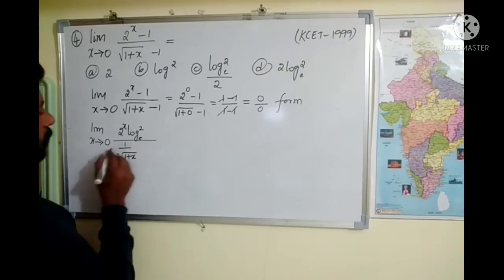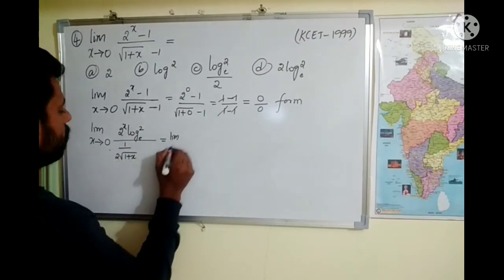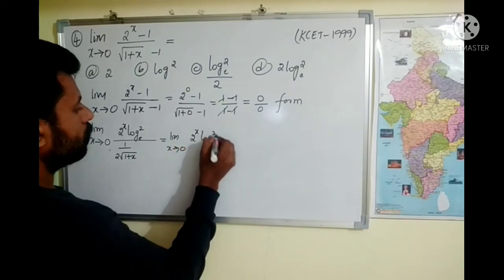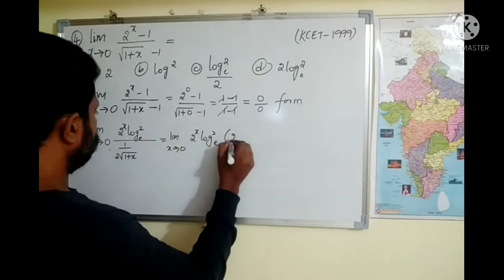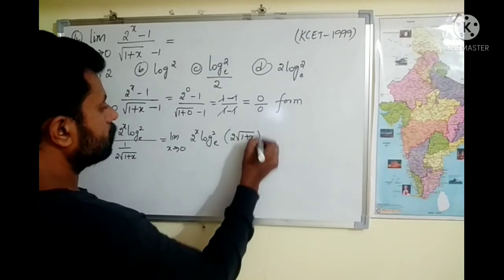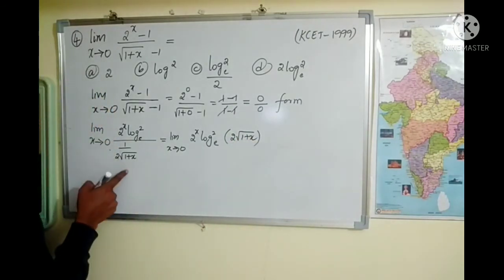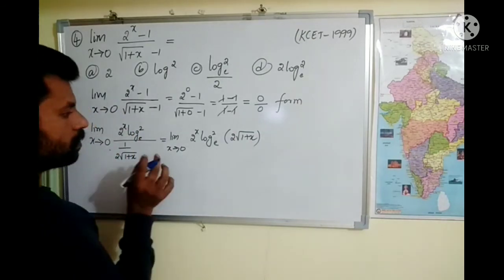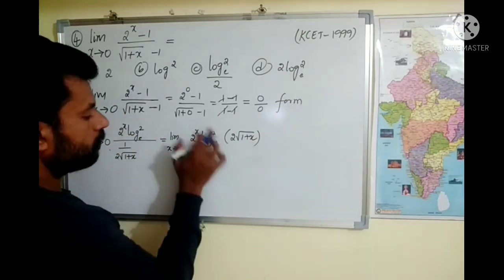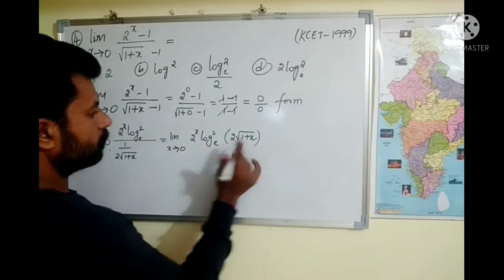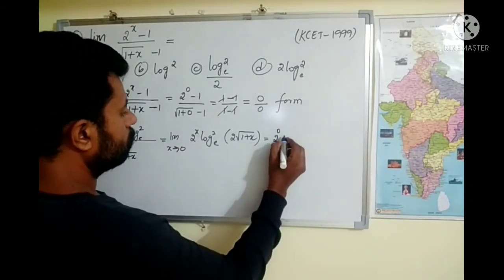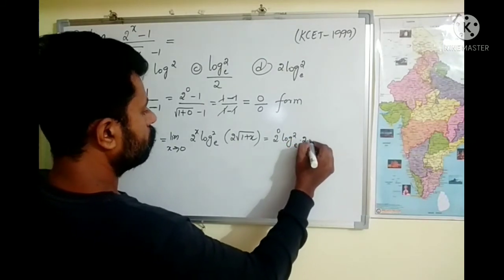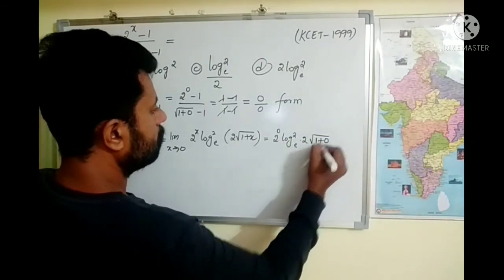Now this result can also be written as limit x tends to 0, 2 to the power x log 2 base e into 2 root of 1 plus x. The denominator of the denominator can be written in the numerator place. Now substitute 0 in the place of x. This result becomes 2 to the power 0 log 2 into 2 root of 1 plus 0.